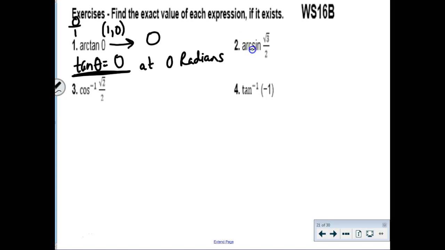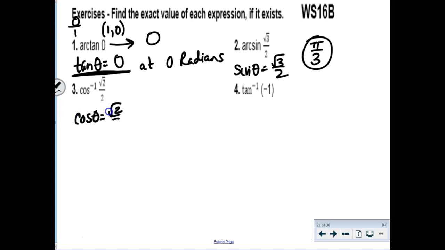All right, number 2. Arcsine square root of 3 over 2. So this question used to say, where is your sine value square root of 3 over 2, but you're only allowed to look in the place where arcsine is defined. I heard pi over 3, I agree. Do you guys see that on your unit circle? Good. Okay. Arc cosine square root of 2 over 2. So this question used to say, where is the cosine equal to square root of 2 over 2? Only look in the places where arc cosine is defined. Is it pi over 4? Awesome.